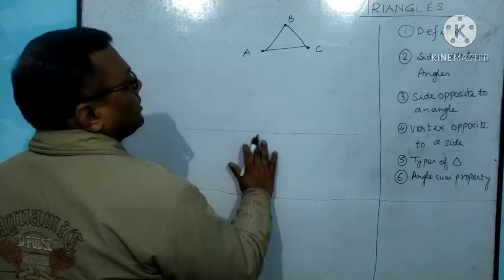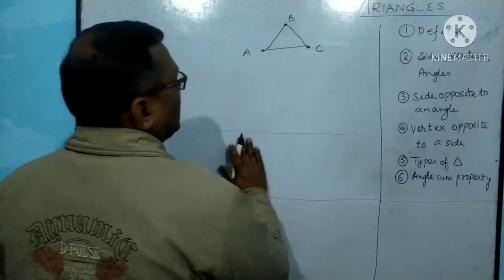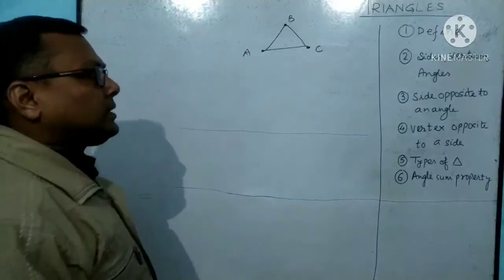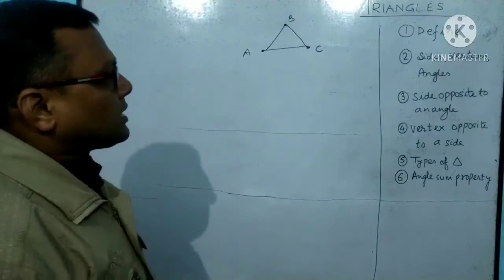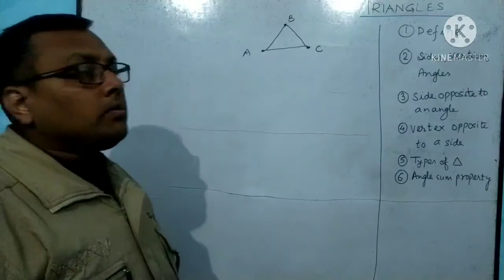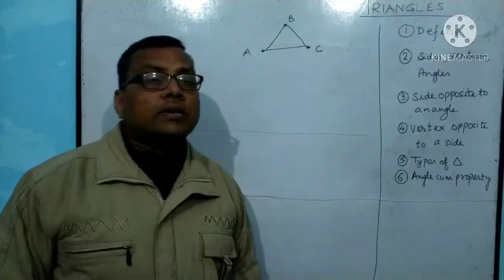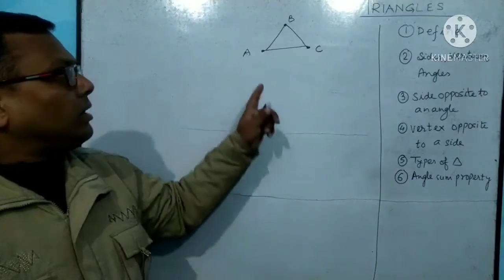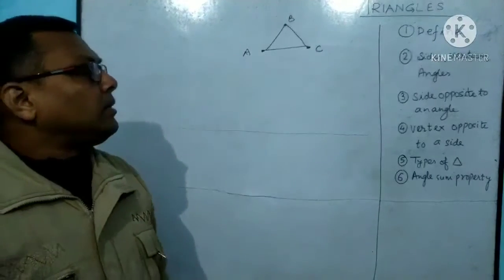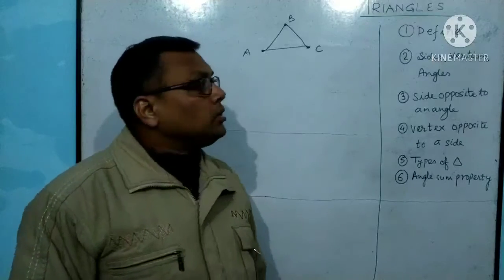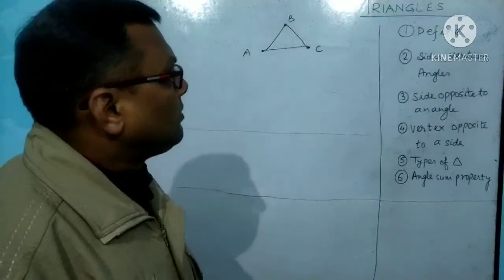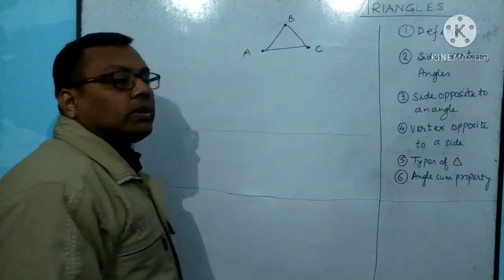So we get a figure containing 3 line segments, and it is a closed figure made up of line segments, so it is called a triangle. So how does a triangle form? Any 3 non-collinear points taken on a paper or on a plane, when the points are joined together, define a triangle. So first we want to know what the sides of a triangle are.